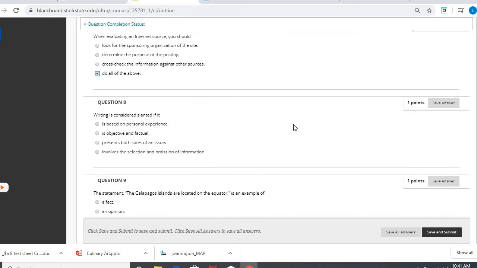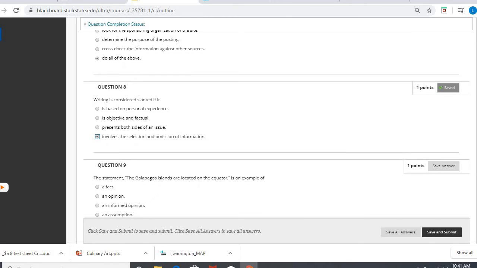Writing is considered slanted. So here's that word they used a couple of questions ago. Slanted, meaning they select or omit information. It's not slanted if they give both sides. It's not slanted if they give facts. It's not slanted if it's personal experience, because that would be evident in the purpose, like this is someone's personal experience. But if they have facts and they only choose to give you some of the information and not all of it, that is slanted writing.